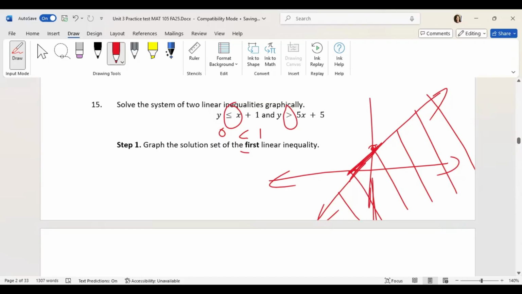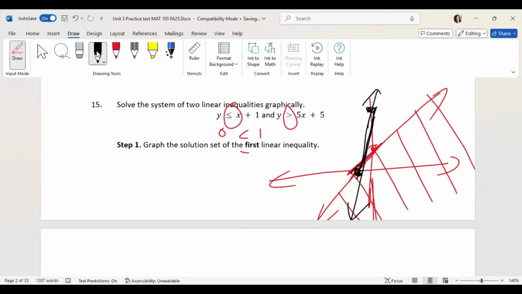So now we want to graph the other half plane. The y-intercept is 5, so let's make it 5 right here. And then the slope is 5 over 1, so I'll go down 5 and over 1, make it here. Then I can connect the 2 points. 2 points make a line, and continue the line to infinity.